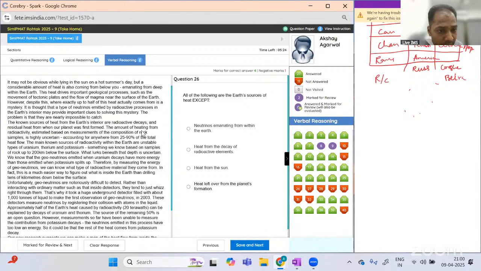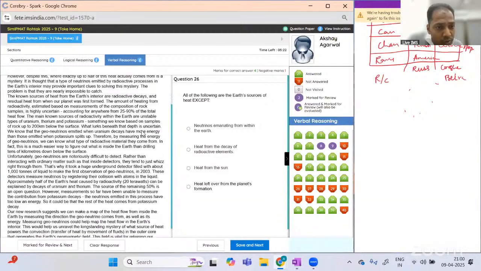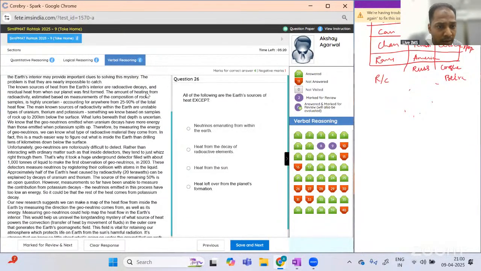Okay, heat from the Earth's interior. The known sources of heat from Earth's interior are radioactive decays and residual heat from when the planet was first formed. The main source of radioactivity is in the rock. Therefore, by measuring the energy of geoneutrinos. Okay, unfortunately, geoneutrinos are notoriously difficult to detect. There's difficulty in detecting that. That's why detectors are needed.